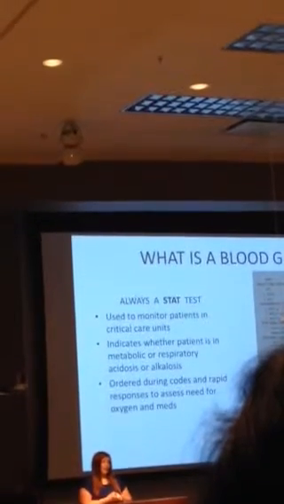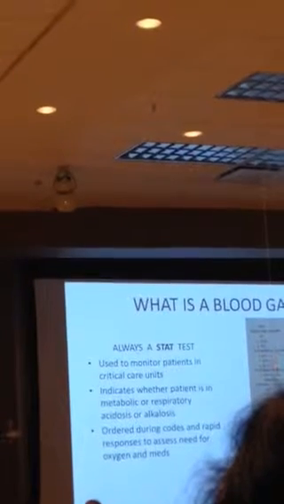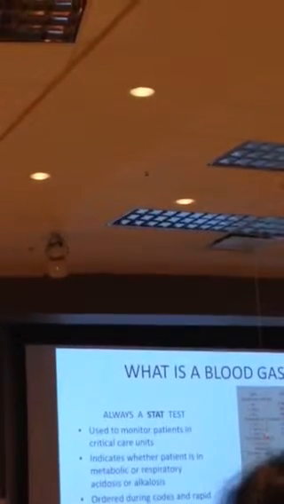It's used to monitor patients in our critical care units. It indicates whether the patient is in respiratory or metabolic acidosis or alkalosis, and is ordered during codes and rapid responses to assess the patient's need for oxygen and medications. This is an example of a result from one of our analyzers. In addition to blood gas values, it also reports oximetry values, electrolyte values, and metabolic values.